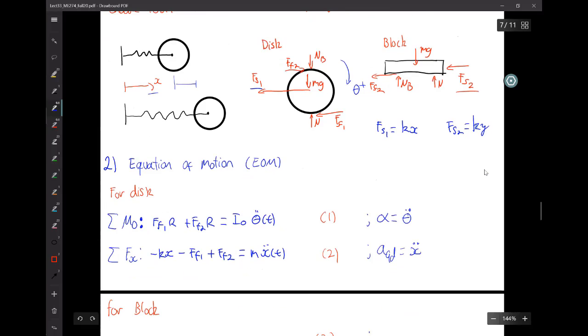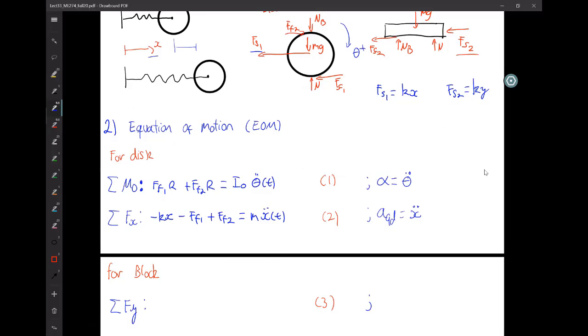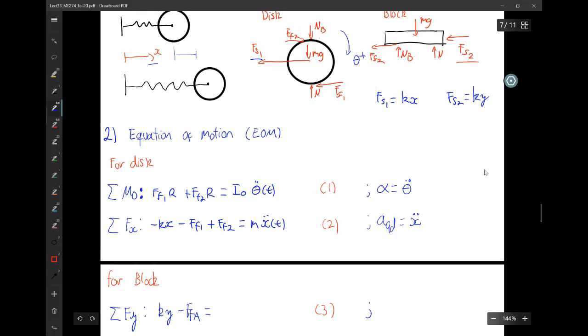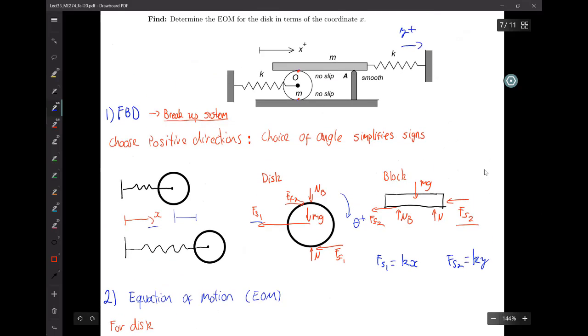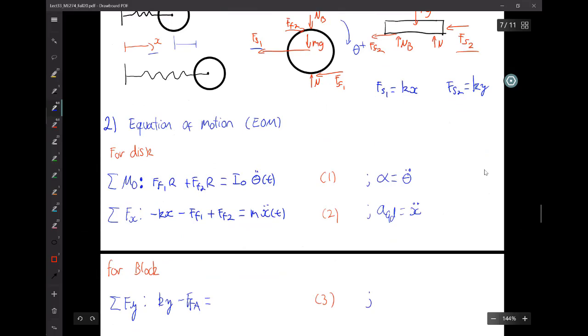Now, the block is just a particle, so we only have one equation. In x, we have positive ky. Actually, I chose positive in this direction. So, positive ky, kx is negative, and the friction force 2 will be positive, and this is going to be equal to the mass times y double dot. Third equation.